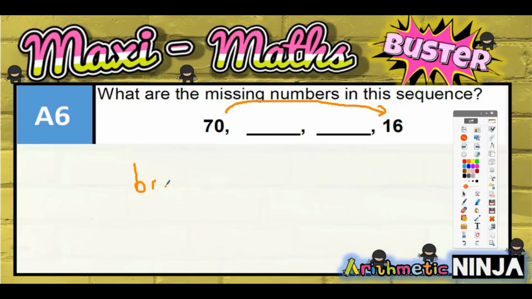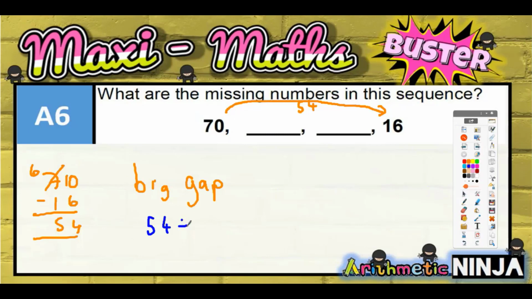Okay, so what is the big gap between the first and the last number? Well, 70 take away 16, if you work that out, is going to be 54. So we've got a big gap of 54. Now, the mistake that people make is that they see two empty spaces and they think they need to split the big gap of 54 into two. And 54 divided into 2 would be 27.